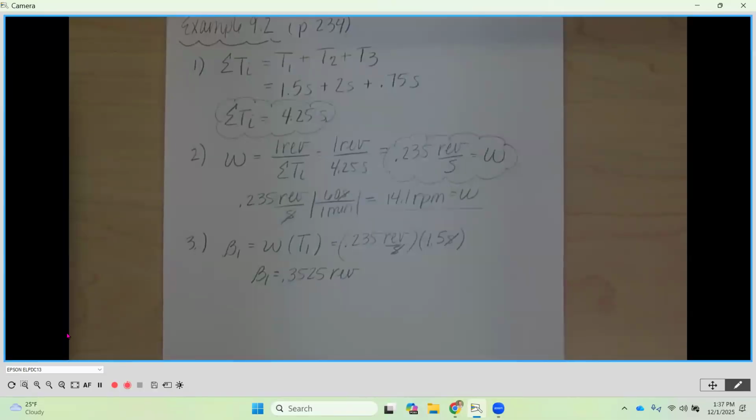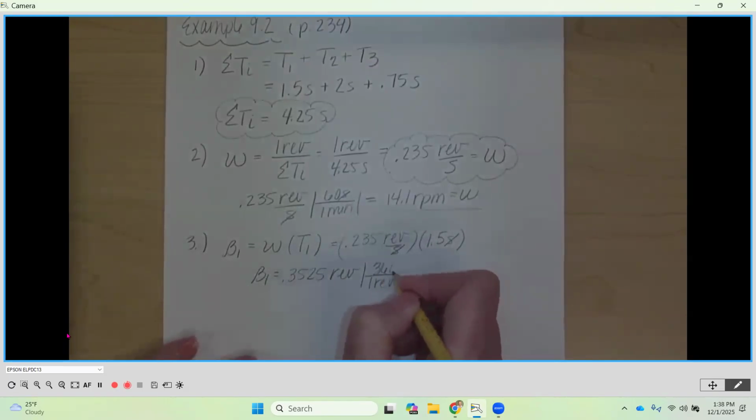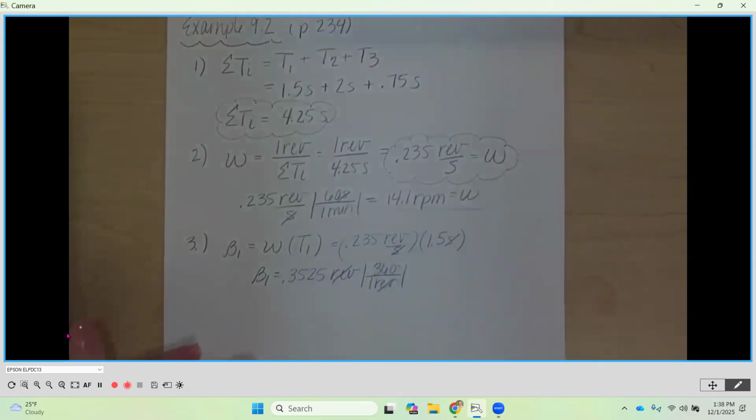Now, we want this in degrees, don't we? Not in revolutions. So we do a quick conversion, right? We're not afraid of that. One revolution on the bottom, 360 degrees on top. Cancel out revolutions, and we'll multiply that number by 360, which is going to be 126.9 degrees, equal to my beta 1. So I'm going to put a little cloud around that. They rounded up to 127.